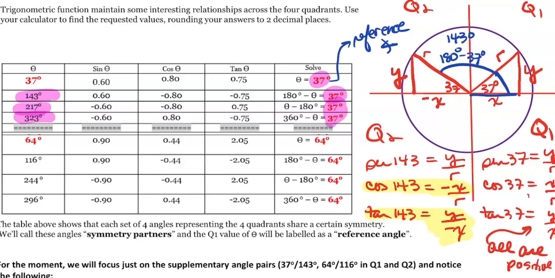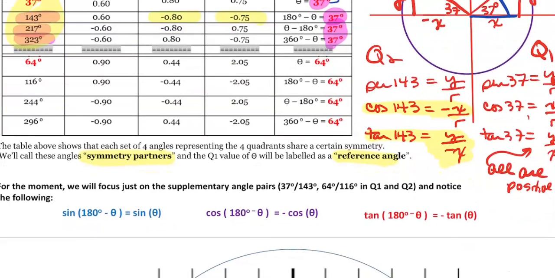Okay, so let's look over here. For 143, cosine is negative and tan is negative. So just focus on there. We'll make things more complicated going ahead, but you'll understand it better as we go. So these angles over here are called symmetry partners. Okay, and they're all tied together by the reference angle. So how do we get these symmetry partners?